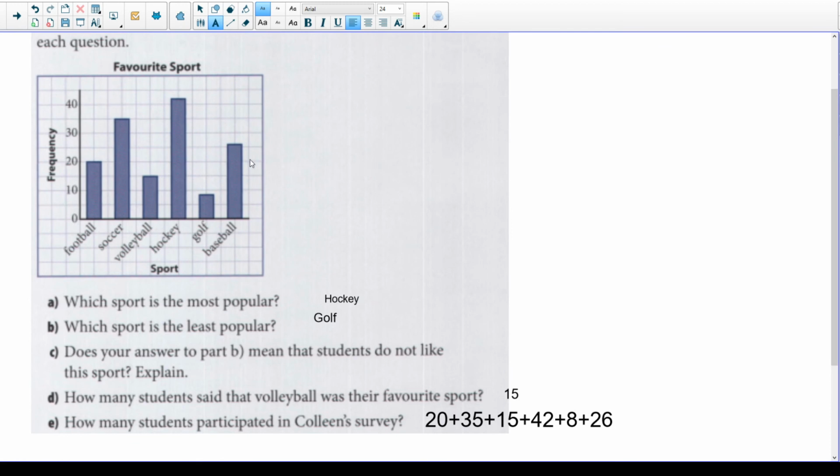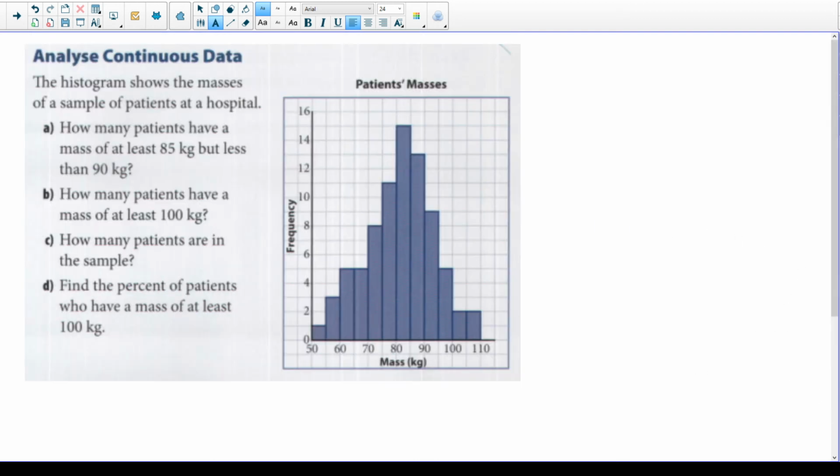So it's really a nice way of organizing the information to be able to clearly see what's the highest, what's the lowest. And calculating the total is a little bit more tedious, but it's still doable with little effort. So let's look at another one.